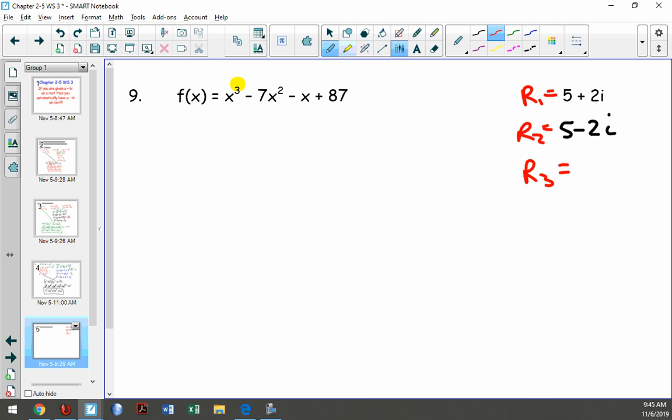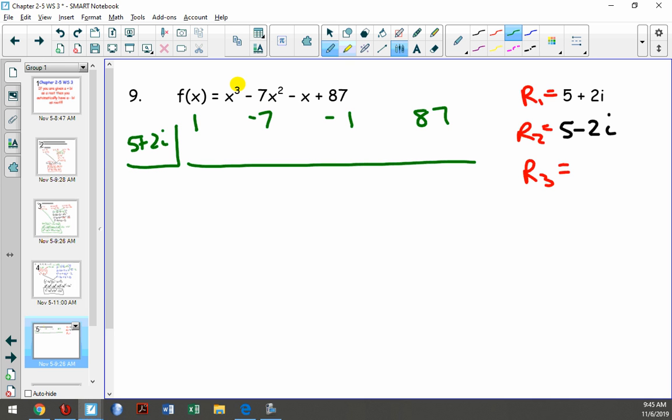How do we find root 3? We need to do synthetic division. So I'm going to do synthetic division at an imaginary number. Totally okay. Totally doable. It's a root, so therefore the remainder should be what? 0. So I have a 1x cubed minus a 7, leave some space, minus a 1, and then an 87. Why am I telling you to leave some space? Because you have to be certain that you are putting in the imaginary part as well as the real part.